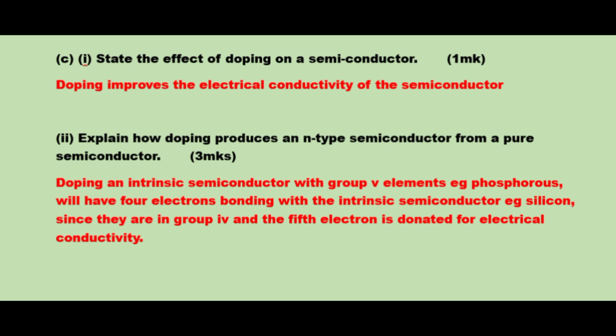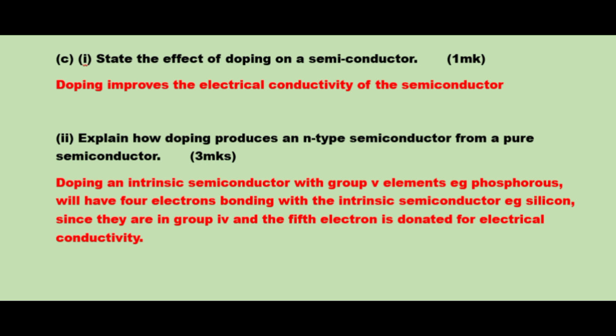Roman 2. Explain how doping produces an N-type semiconductor from a pure semiconductor. So doping an intrinsic semiconductor with group 5 elements, e.g. phosphorus, will have 4 electrons bonding with the intrinsic semiconductor, e.g. silicon, since they are in group 4, and the 5th electron is donated for electrical conductivity.